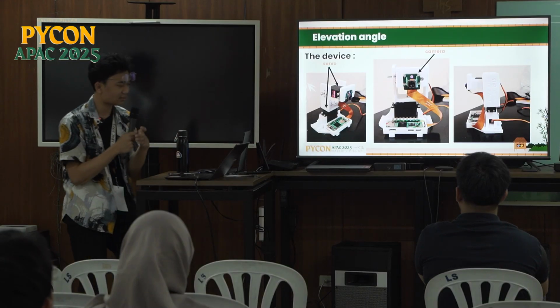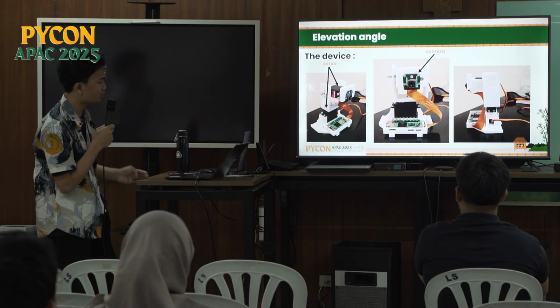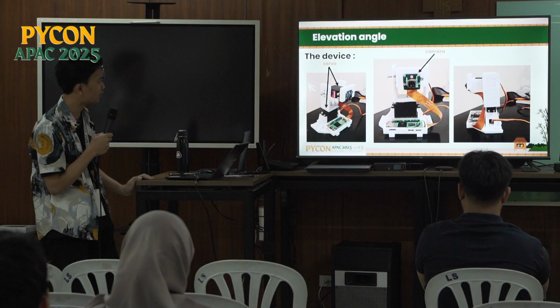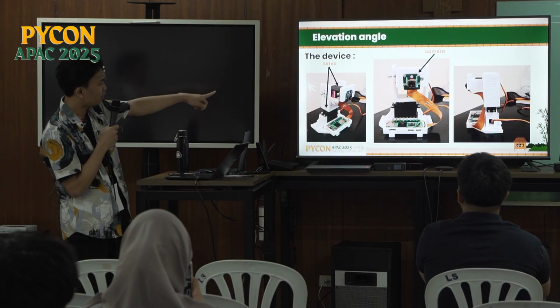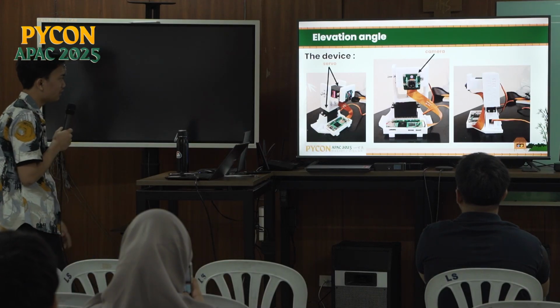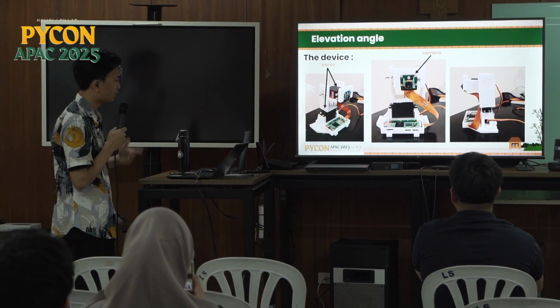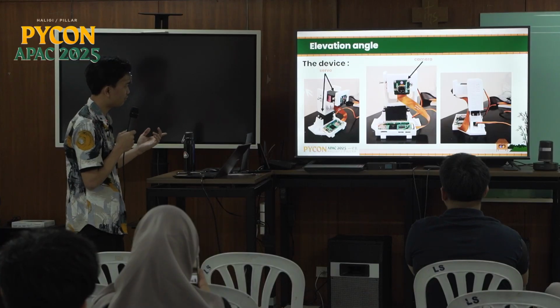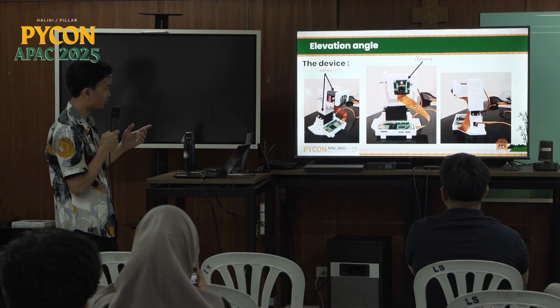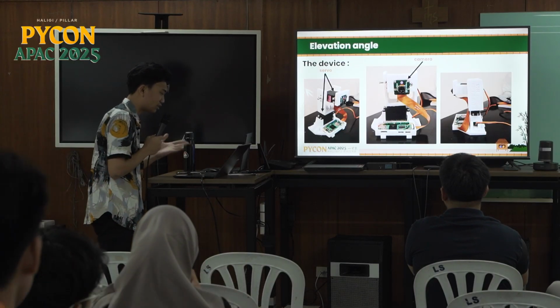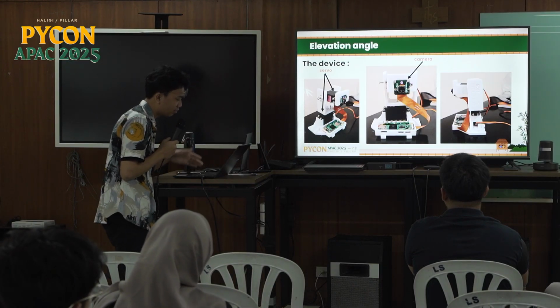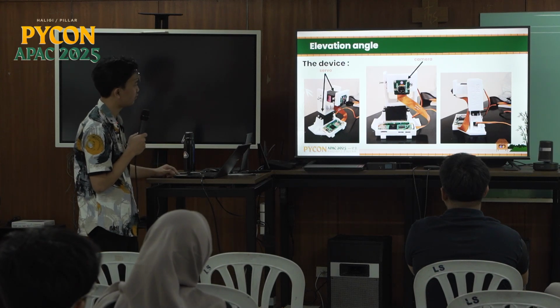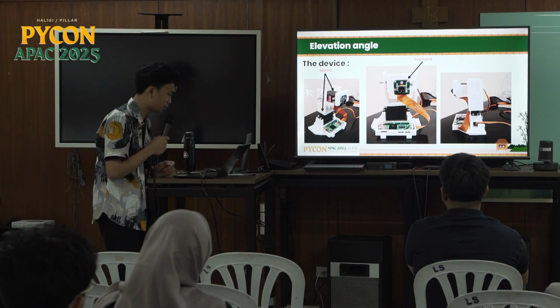So this is the device. We use two servos for the compass bearing and the elevation angle. For the camera, you can use any camera. For this project, I use a 64 megapixel Arducam, but it's not for Arduino, of course. And the bottom one is the Raspberry Pi 2.